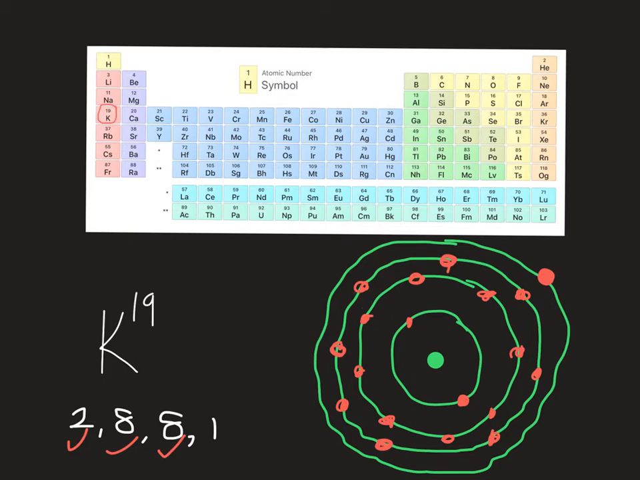So what we know from this is that potassium is very unstable because it has 1 electron in its outer shell, and it's not happy with that. It's very unstable and it wants to get rid of that negative electron on the outer shell.